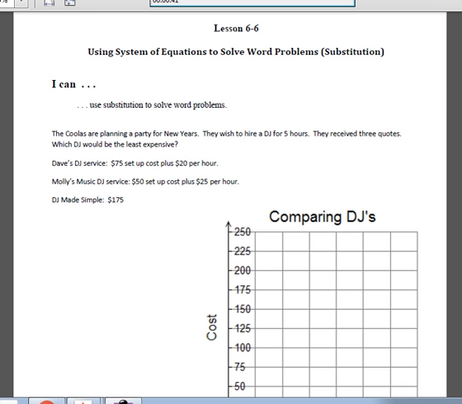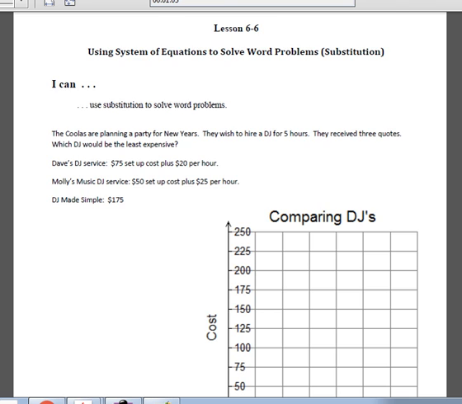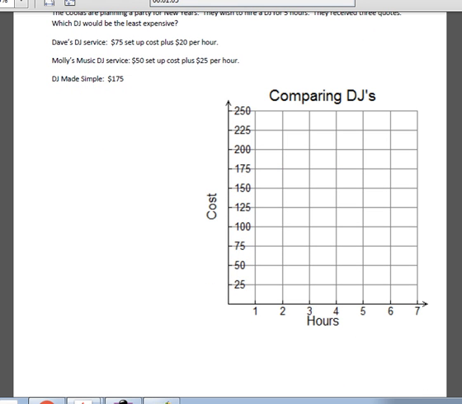Alright, so the target for this lesson: I can use substitution to solve word problems. So in the past lessons we were given the equations. Now we are expected to write the equations. I'm going to move the screen up a little bit so that we can see the whole word problem here.